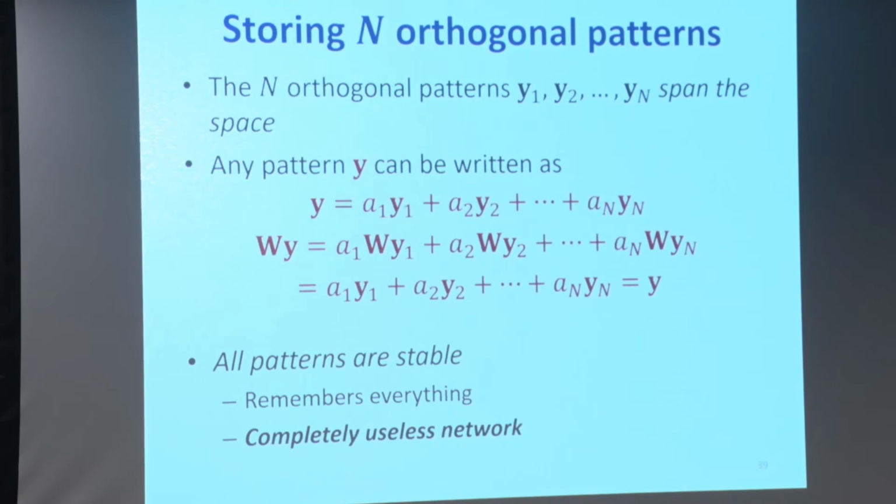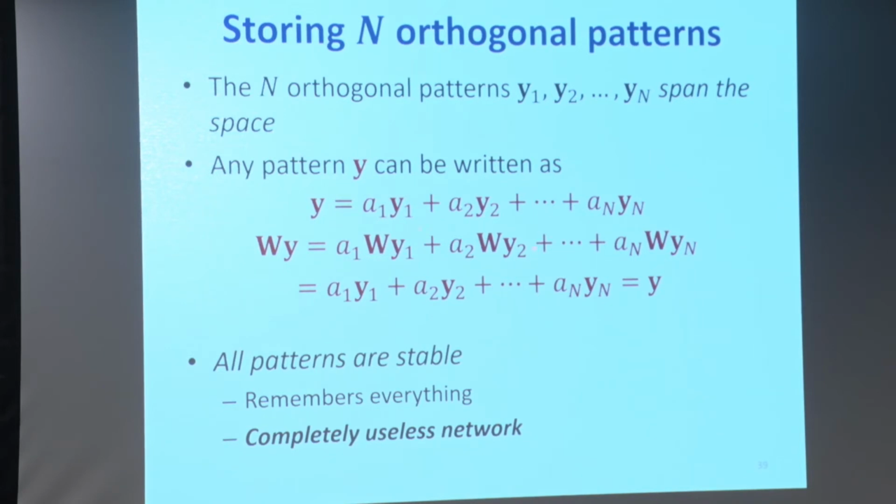So now, because the n vectors span the space, I can represent any vector y as a linear combination of these guys, right? That means regardless of the current configuration of the network, I can express it as a linear combination of my stored patterns. What happens as far as the evolution of the network is concerned? W times y is simply going to be a1 times w y1 plus a2 times w y2 and so on, right?